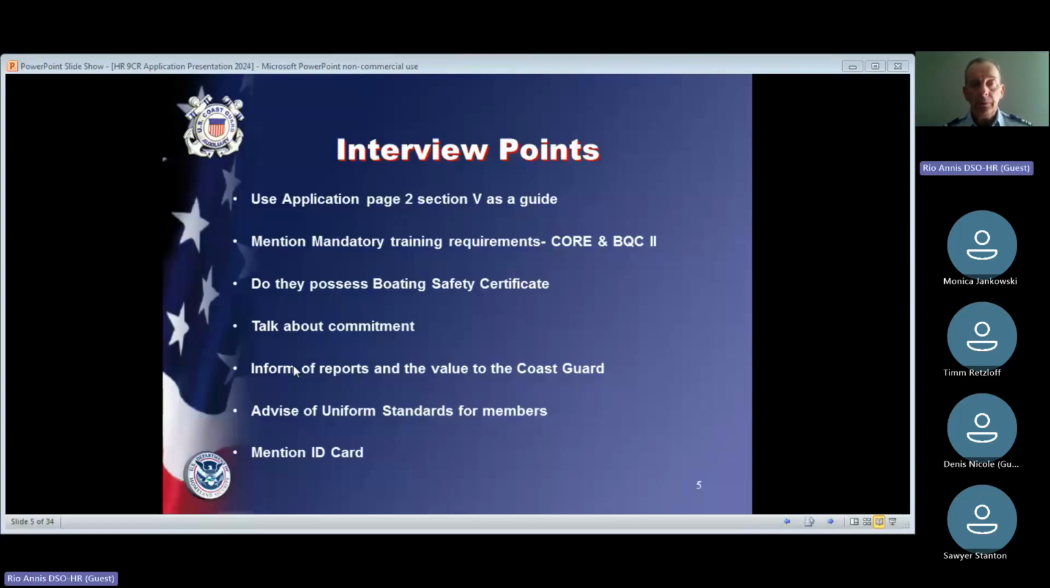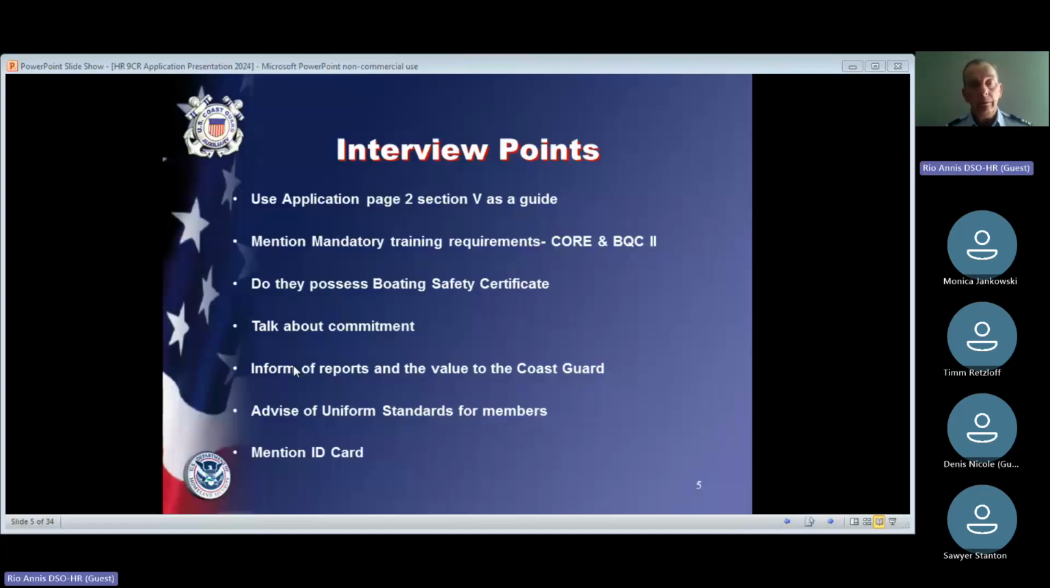We would ask them up front if they possess a boating safety certificate. If not, we can suggest that they attend a class as part of their application process, keeping in mind it's not mandatory that they have a boating safety certificate to complete the application and join.